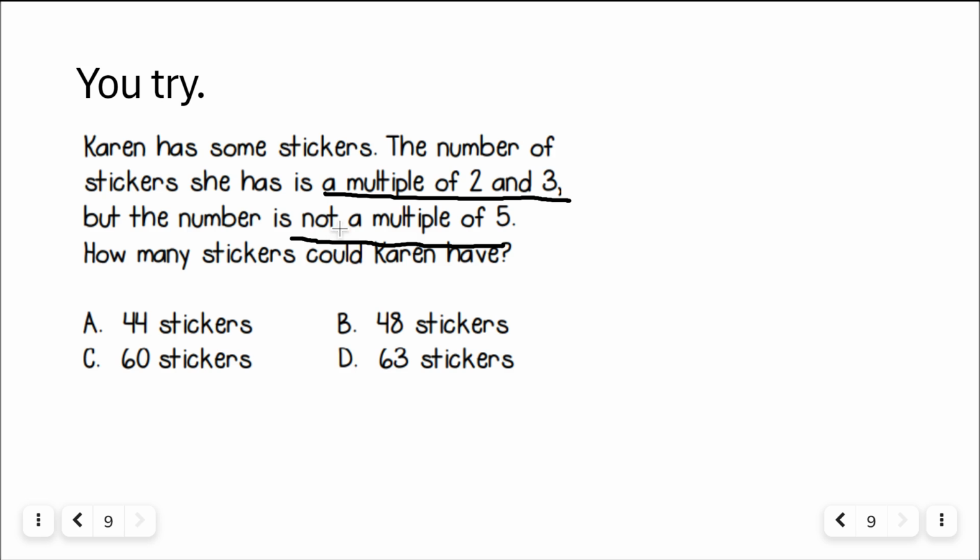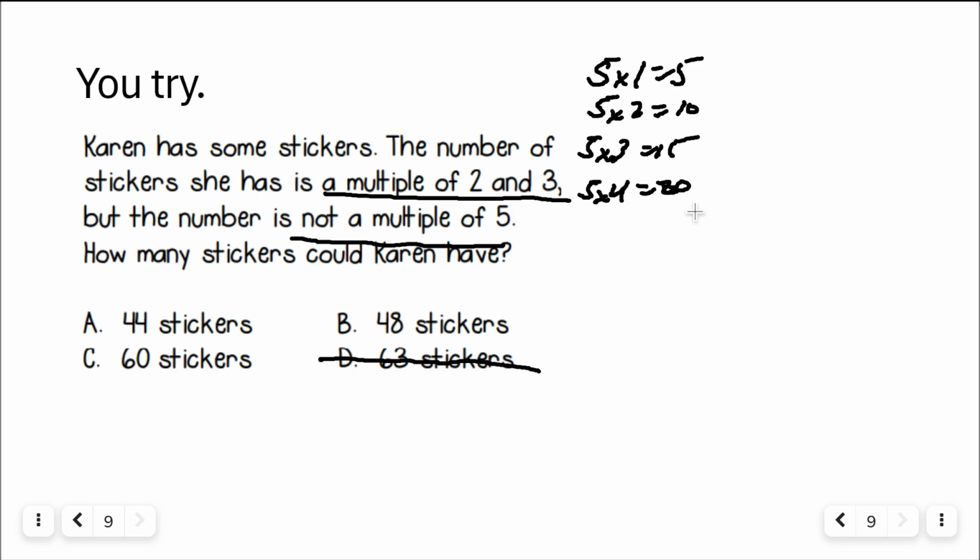So, all right, it's a multiple of 2 and 3. If it's a multiple of 2, then the number has to be an even number, right? Because 2 times every number is an even number. Well, 63 is an odd number, so that's not going to be the answer. No way. And it says it's not a multiple of 5. Well, every multiple of 5 either ends in 5 or 0. Think about it, right? Every multiple of 5 times any number, the answer will either end in 5 or end in 0.